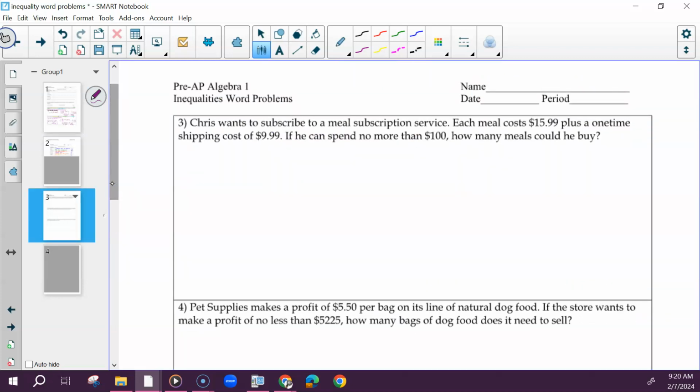Chris wants to subscribe to a meal subscription service. Each meal costs $15.99 plus a one-time shipping cost of $9.99. He can spend no more than $100. How many meals could he buy? What's important there?